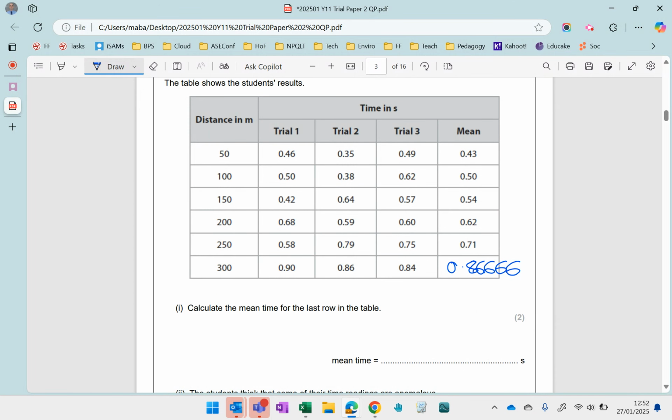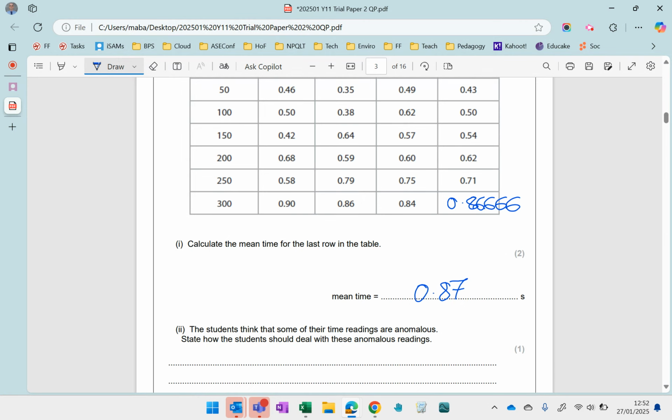Every other row in the table has it to 2 significant figures, so it makes sense to round it to 2 significant figures, so 0.87 seconds.